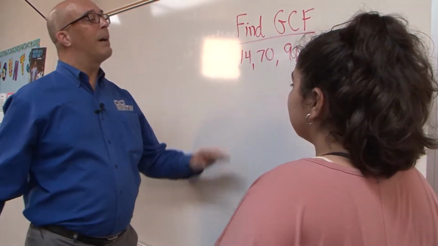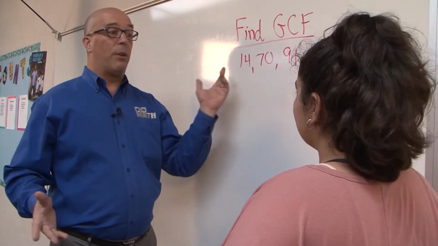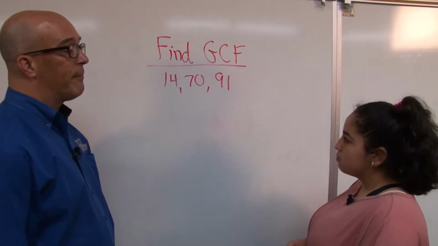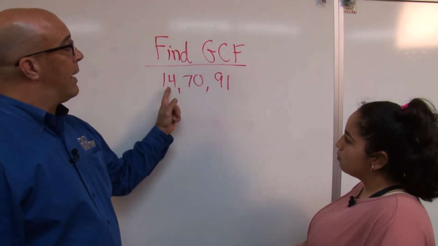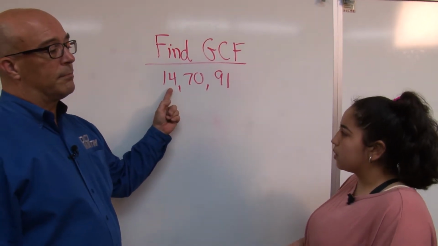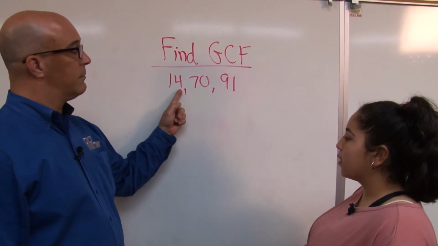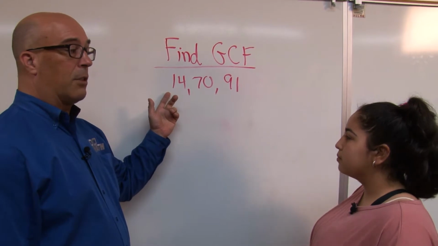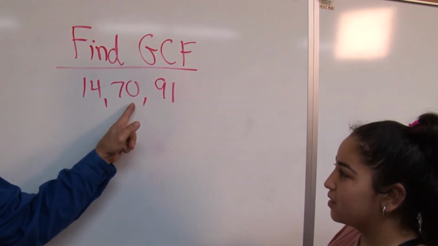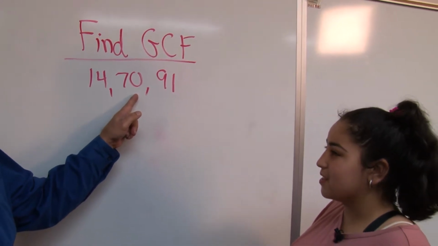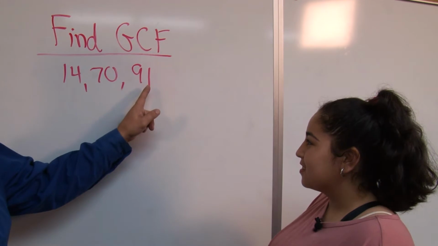Okay, so just by looking at them right now, do you have any idea what might go into all three of these numbers? 2. 2, okay. How do you know 2 will go in there? Because 2 could go into 2, 4, 6, and 8. Right, so anything that ends in an even number, 2 will go into, right? Yes. Will 2 go into this? Yes. Why? Because it's a 0 and an even number. There you go.